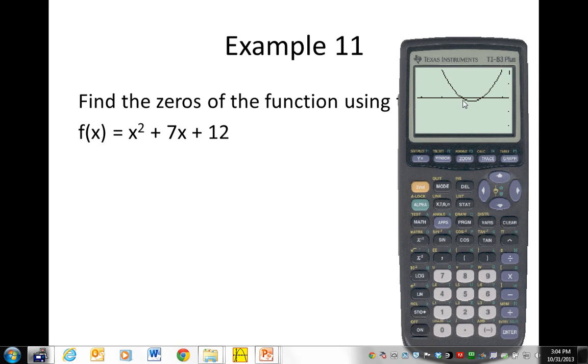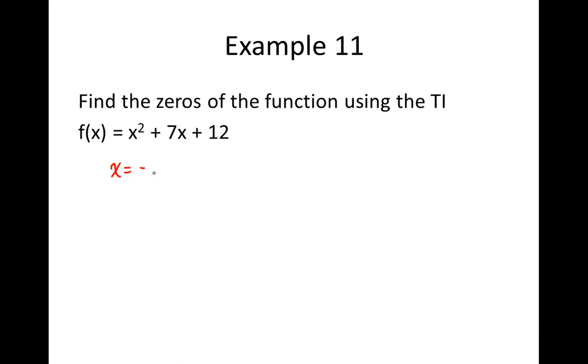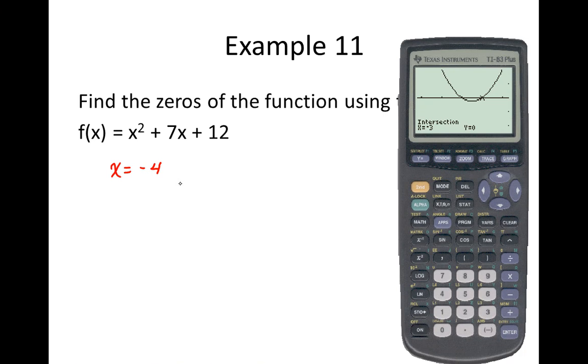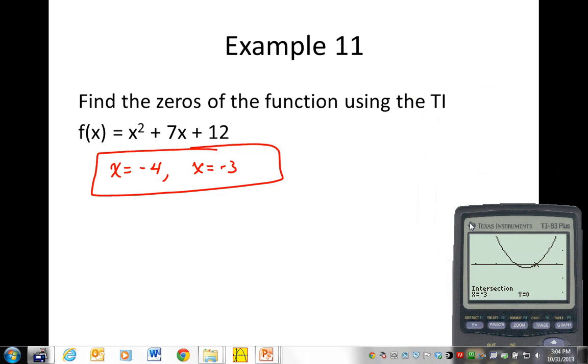Okay, so second trace, number 5. Enter, enter, enter. There's my first one, -4. Do it again, second trace, 5. Enter, enter. Let's scroll over. Let's come a little closer. And I get -3. So -4 and -3 are the zeros of this function. I can plug these back into the equation, and I should get 0 for both of them.